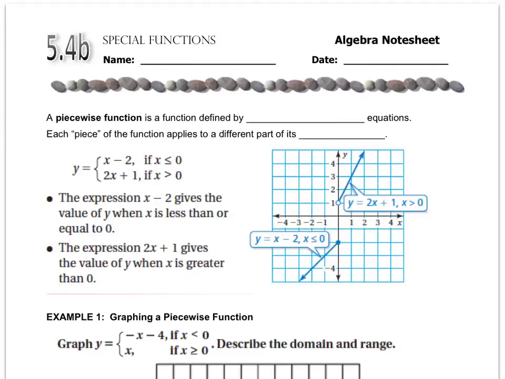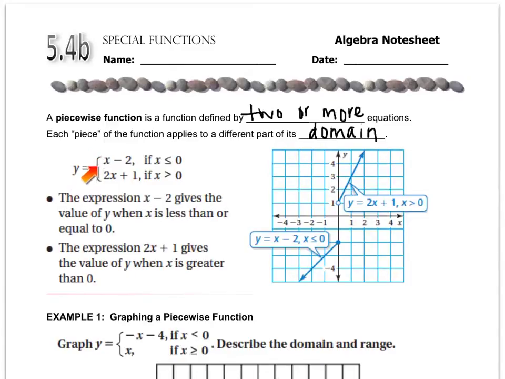A piecewise function is defined by two or more equations. Each piece of the function applies to a different part of its domain. This is what a piecewise function looks like. Normally we see y equals and then one expression, but a piecewise function says, well, it depends on what your x value is. If your x value is either 0 or negative, then this is the equation, and if your x value is positive, this is the equation. So it's really kind of like an undecided function, where it's like, I don't know which equation to be. So this is what a piecewise function looks like.